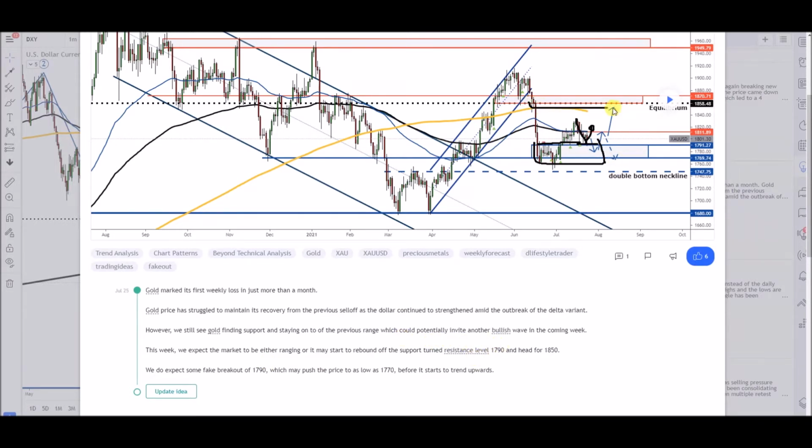1850 is right below the equilibrium level right here. And we also do expect some fake out of 1790, which may push the price to as low as 1770 before it starts to trend upwards. So this is just something that has got to do with the behavior pattern of the gold itself. It always likes to try some fake out before it really moves in its intended direction. So that is something about gold as traders we've got to be very careful about.